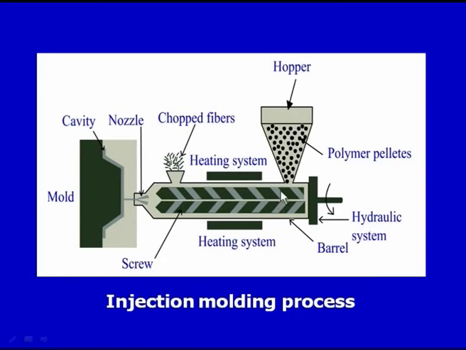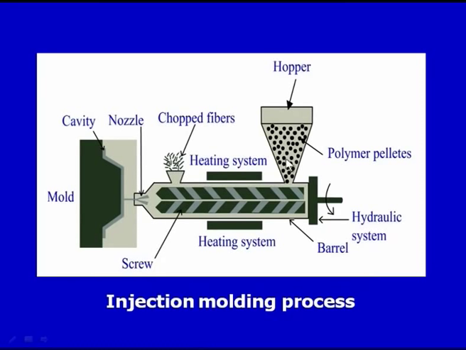This barrel is heated, the polymer pellets will soften, and here is the important point that I have emphasized, the chopped natural fibers would be put in this small hopper here, and the fibers would be incorporated into the barrel at the fag end of the barrel. This is the total barrel and this is the mold cavity. So here only the fibers would be put into the barrel, instead of putting the fibers along with the polymer pellets here.